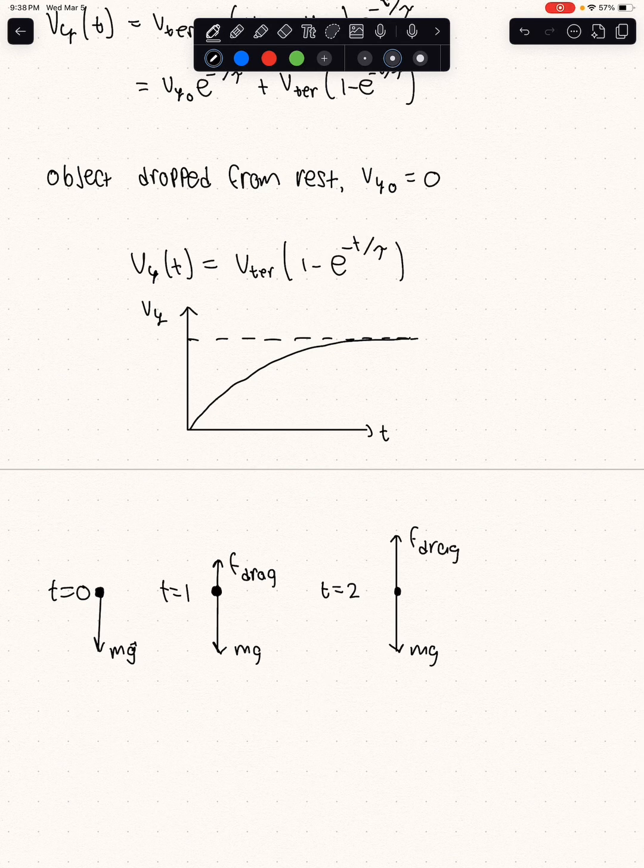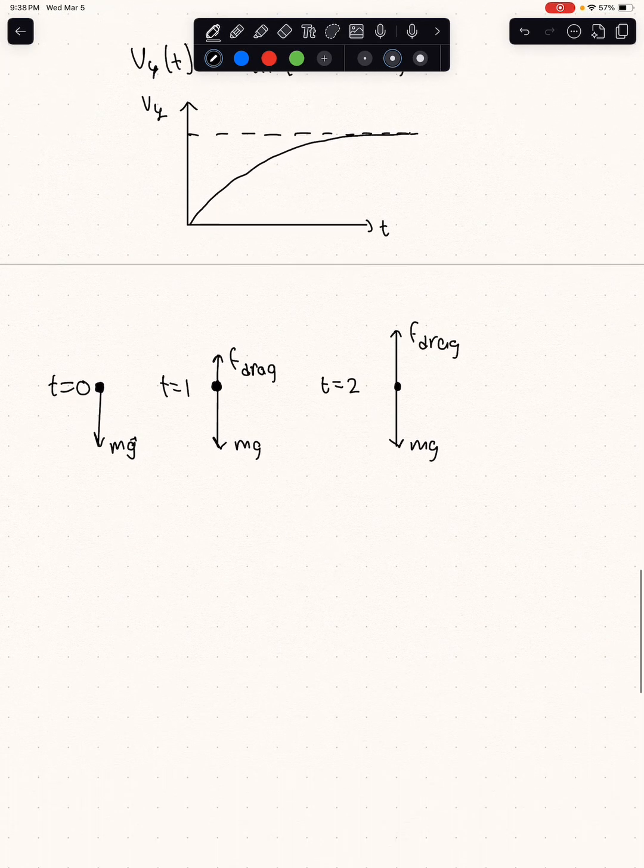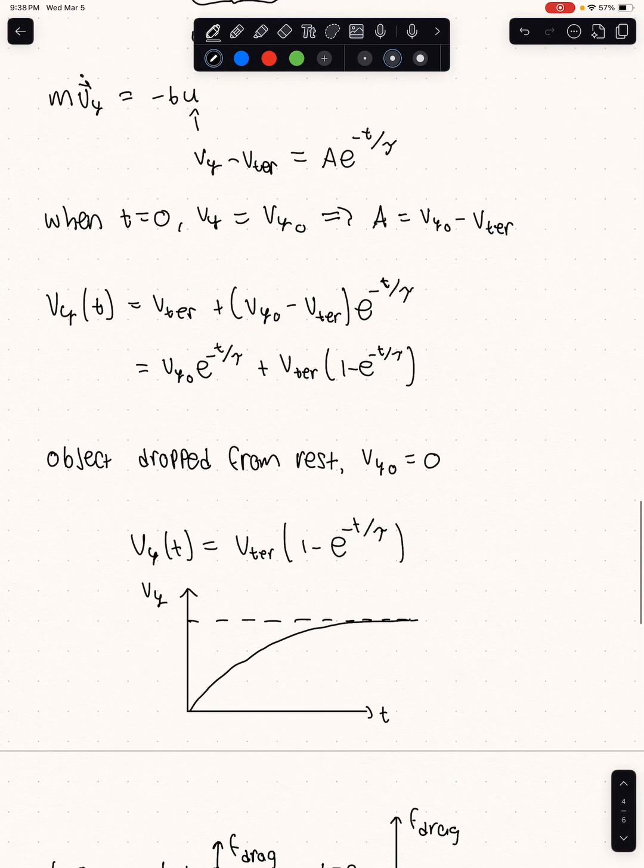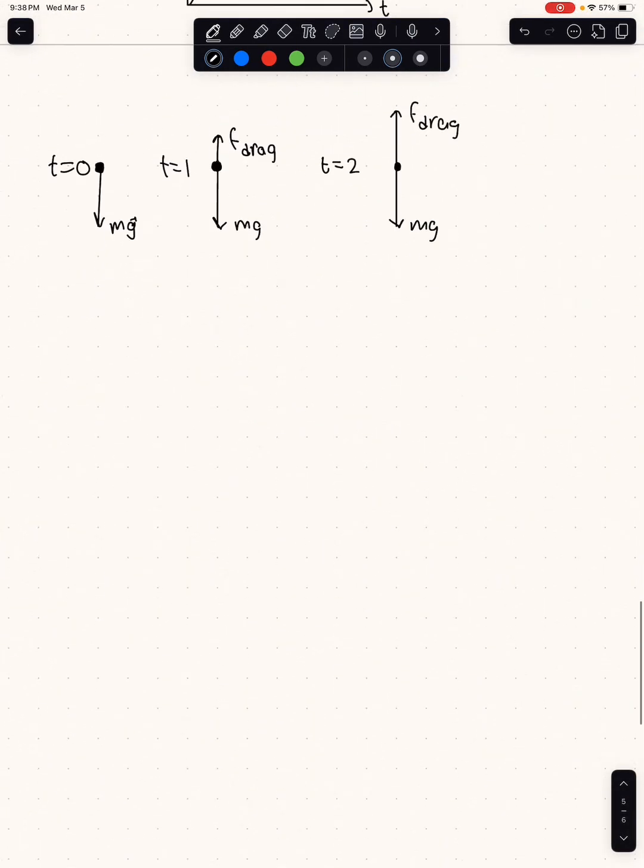That, I think, is conceptually not a difficult thing to do. Mathematically, it maybe looks a little weird, right? What is this tau doing? Why is it negative t over tau? Why is there v terminal? Mathematically, it looks a little weird, but I think conceptually understanding what's going on is a very good place to be.